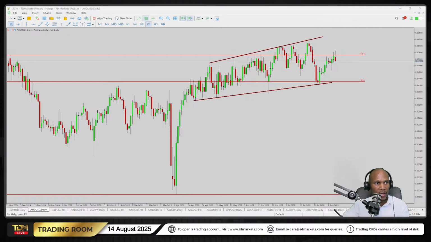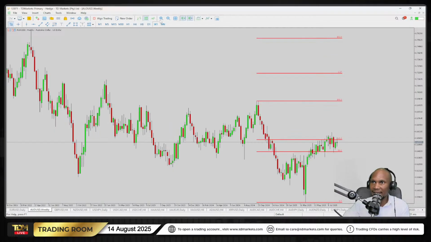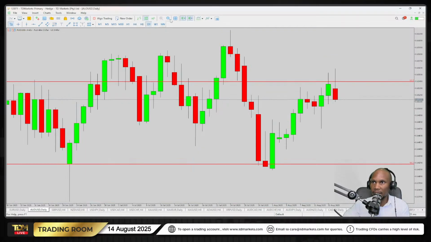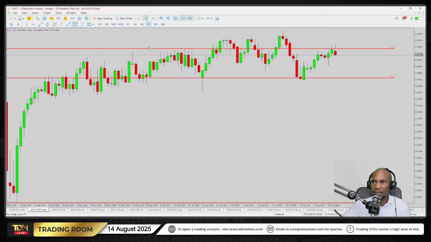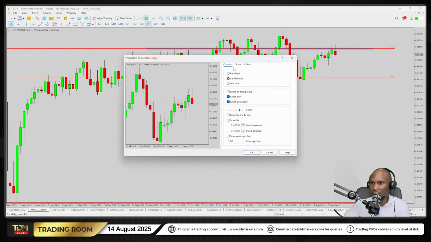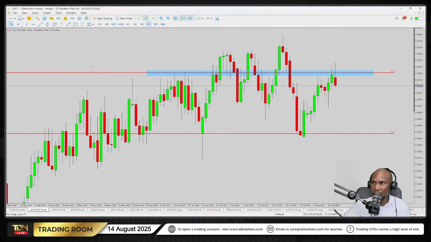With AUD USD, it is currently testing that 50. It is currently bouncing from this 50. So now the current daily candle is going to be important. How that candle closes is going to be very important. You see what's happening right now. This is how it is at this moment. There's a bit of rejection on that 61.8.